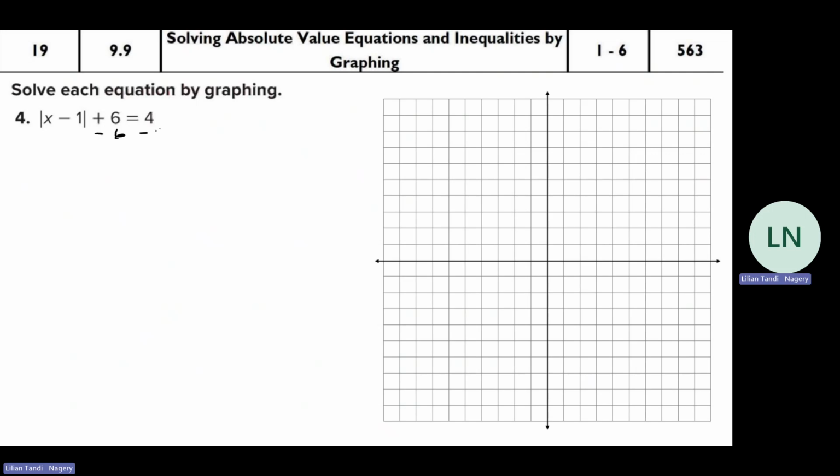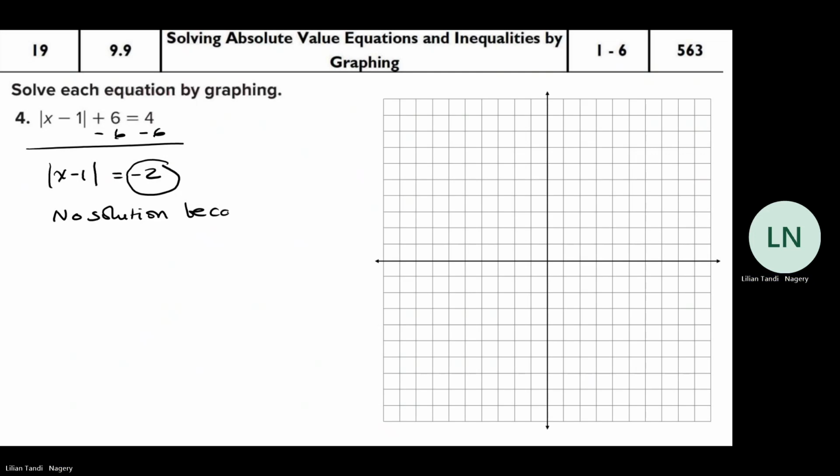Subtract 6, subtract 6. x minus 1 is negative 2. So this one will have no solution. Why? Because absolute value cannot be negative. So it will not cross the x-axis. That's what we are saying. So no solution because absolute value cannot be negative.